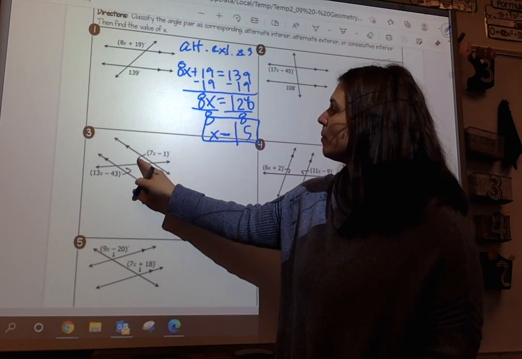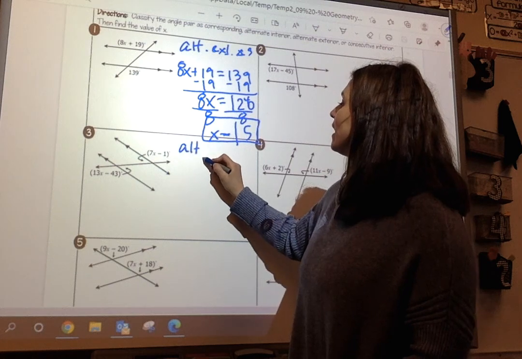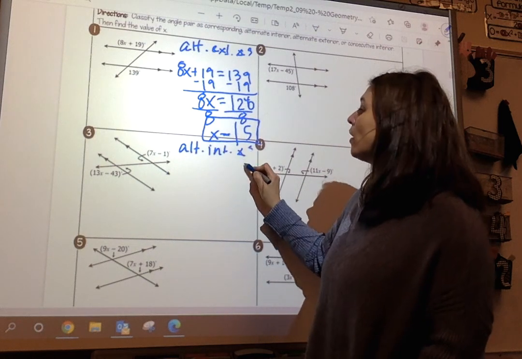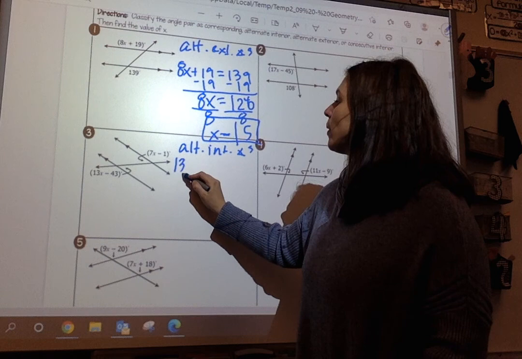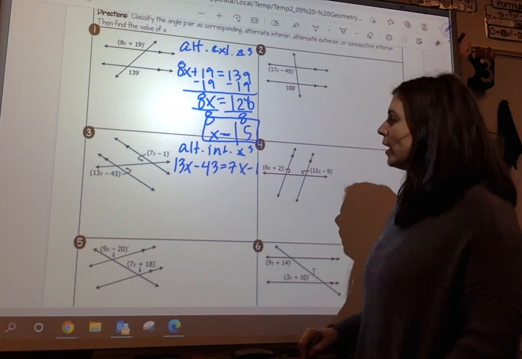Here, these are alternating interior. This one's on the top, this one's on the bottom, left and right, and they're on the inside of that hamburger. So these are alternating interior angles. We know those are congruent to each other. So I can say 13x minus 43 equals 7x minus 1.